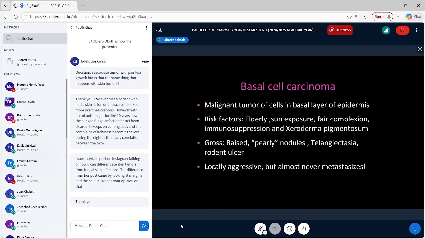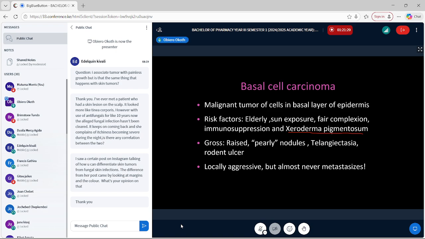Other malignant neoplasms in the epidermis: you can have a layer of basal cells of the epidermis giving what's called a basal cell carcinoma. Elderly, sun-exposed, fair complexion, could be from immunosuppression. It could also be when you have a condition with disorders of DNA repair, where the DNA repair genes are abnormal, so that mutations accumulate.